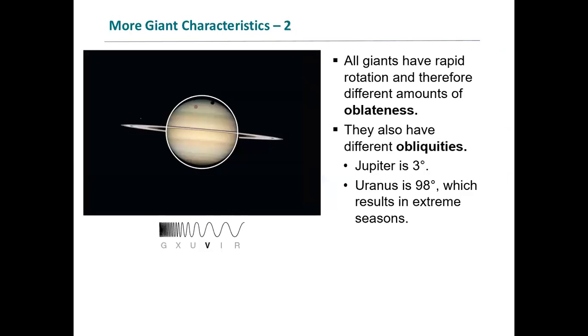All giants have rapid rotation and therefore different amounts of oblateness. This picture right here is actually showing the fact that Saturn is quite squished at the poles and quite wide at the equator. As you can see, there's much more light at the north and south pole. The white light is quite a bit thicker than the white light at the equatorial ring, or the equatorial area. They also have different obliquities. Jupiter's tilted at 3, Uranus at 98, and of course the 98 results in extreme seasons.